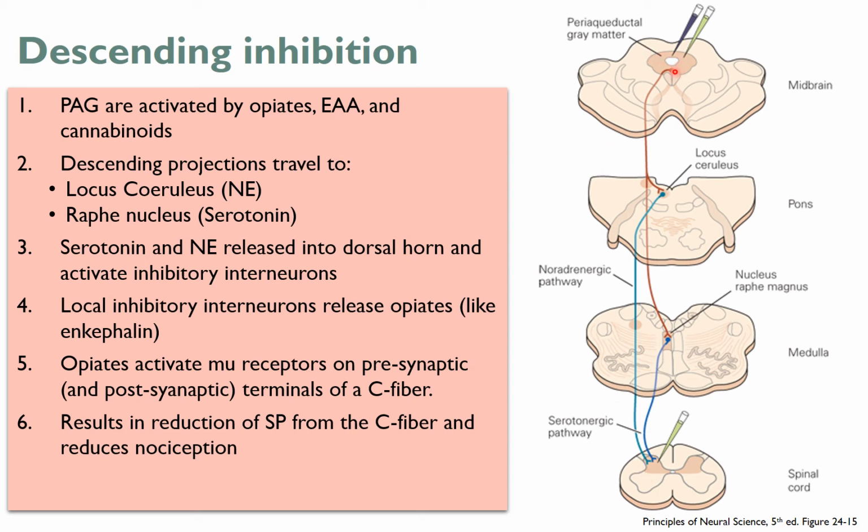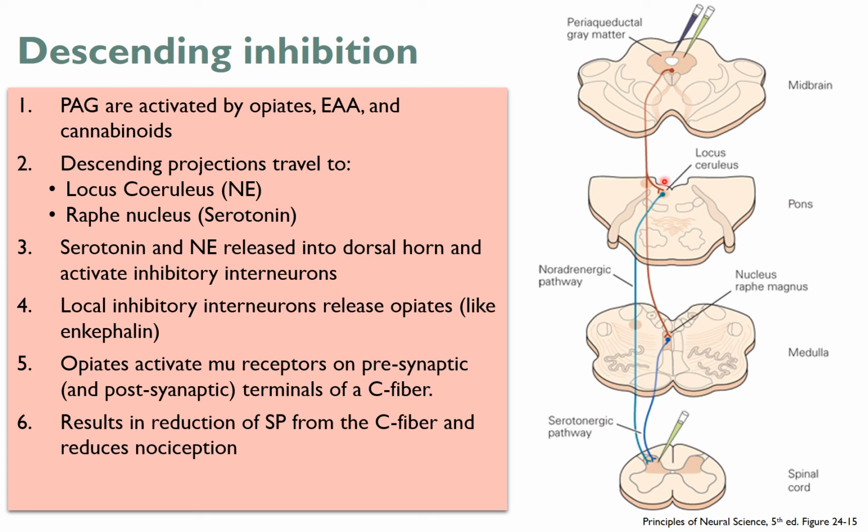The PAG has its neuron. It's been activated by opiates, excitatory amino acids, and cannabinoids. It sends a descending projection now, instead of the locus coeruleus, to the raphe nucleus, releases an excitatory amino acid, and activates a neuron cell body that's located in the raphe nucleus. This neuron cell body has a projection as well that goes down, in this case, down to the same level of the dorsal horn, and it releases its neurotransmitter, which is serotonin.